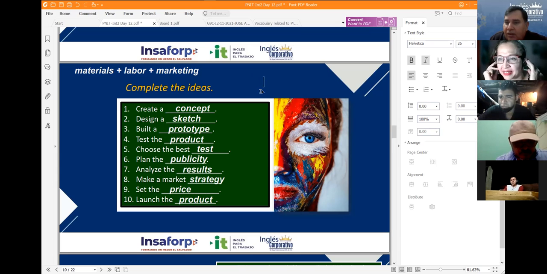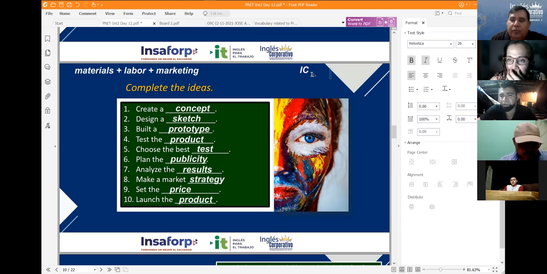In English, the indirect cost is WIP. In Spanish, it's CIF, costo indirecto de fabricación. But in English it's not WIP, it's the Incoterm CIF, cost, insurance and freight.